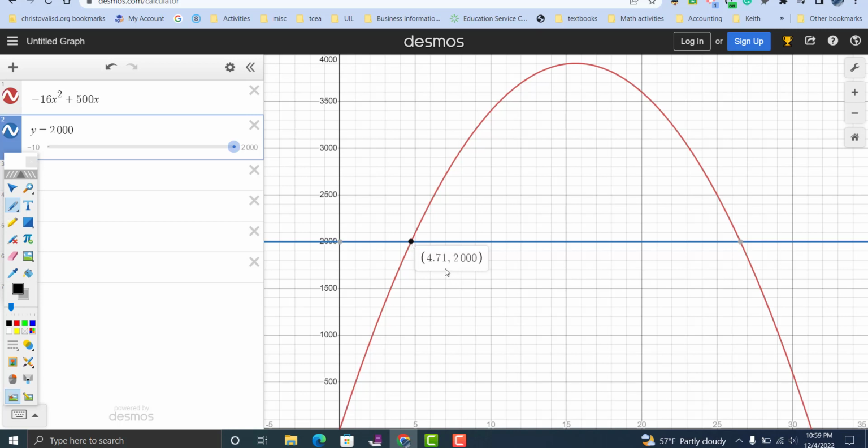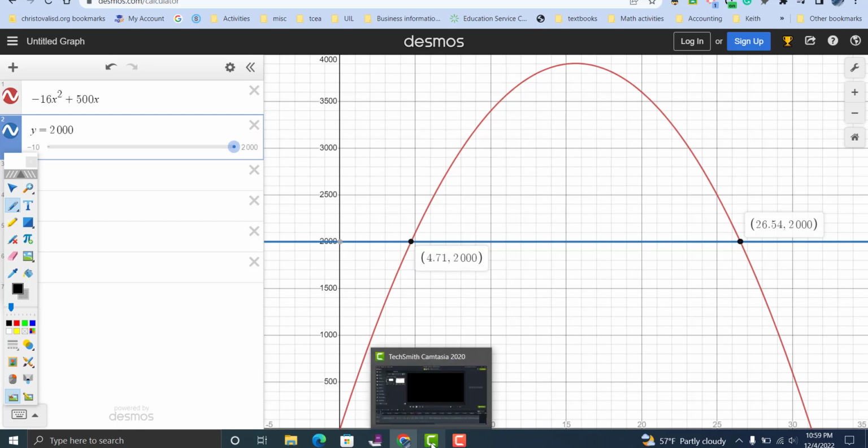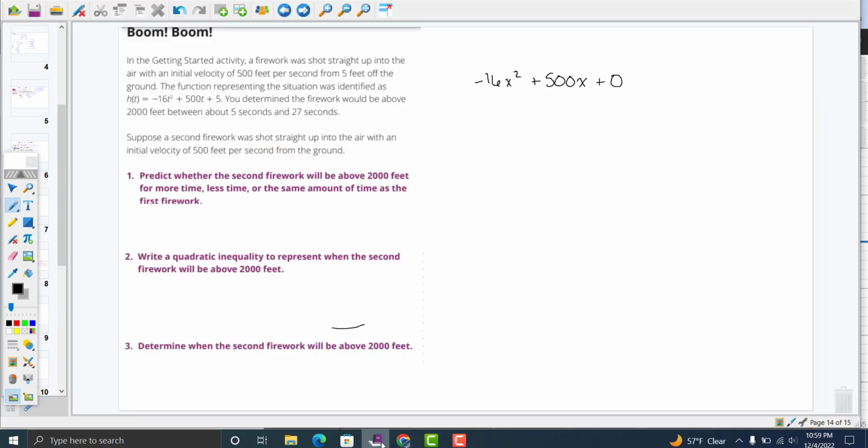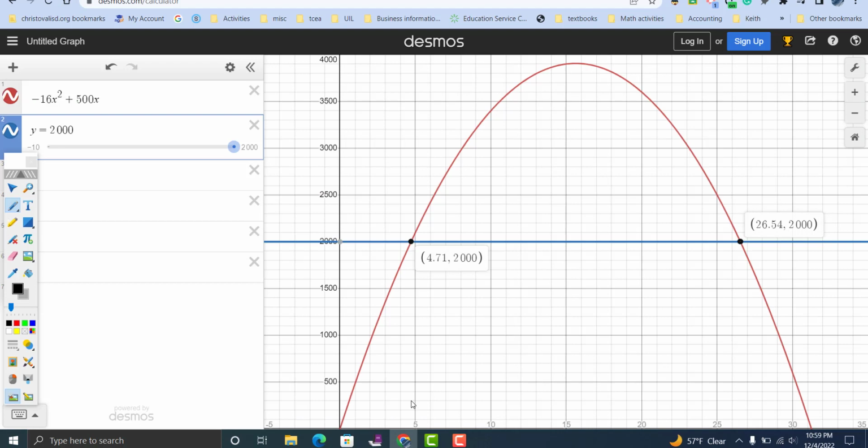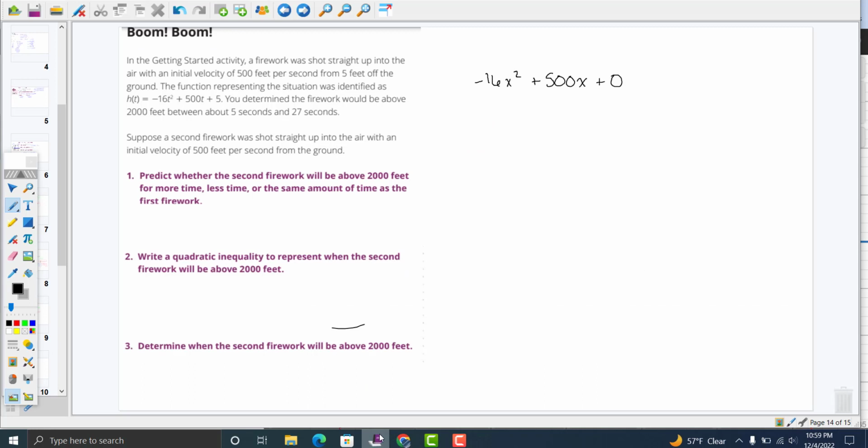So at 4.71 and 26.454. So between those two time frames, it is above that height. So from just about 5 seconds to just about 27. So it's really not, it does change it slightly when we look at the exact numbers, but it's not far off. So it'll be about the same because we're not far off 5 feet versus 0 feet.